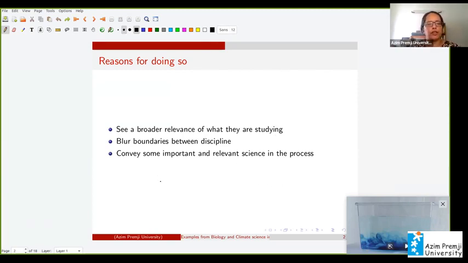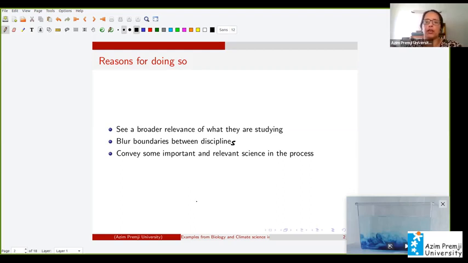My second motivation is to blur the boundaries between disciplines. In school, it's nice that students have really physics, chemistry, biology, maths. They're studying all of these together. But once students come to college, these boundaries get established. And so every now and then it's important to blur these boundaries by seeing how interrelated these fields are.